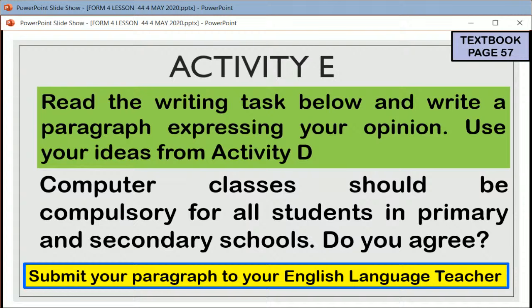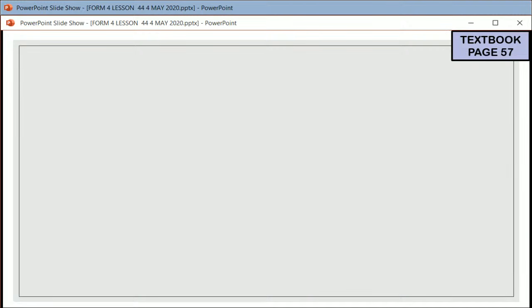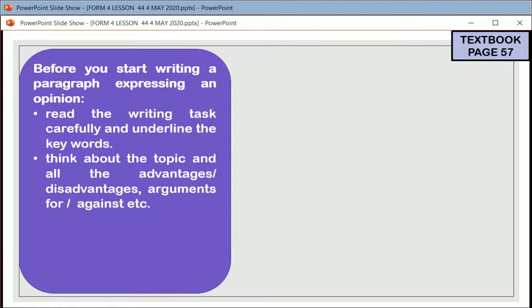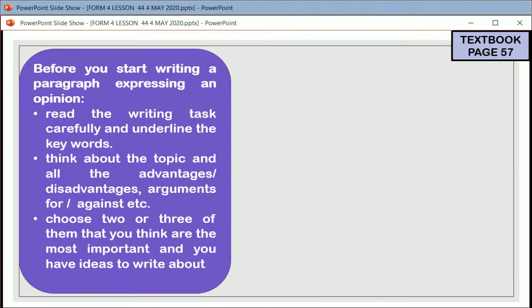The reason is so that it's easy for your English teacher to give comments, because I look at things differently. Now, this one is the plan. Before you start writing a paragraph expressing an opinion, read the writing task carefully and underline the keywords, which I already did for you. Okay?